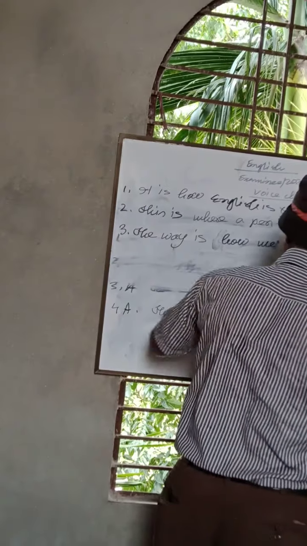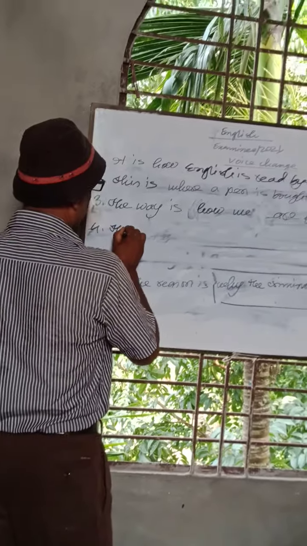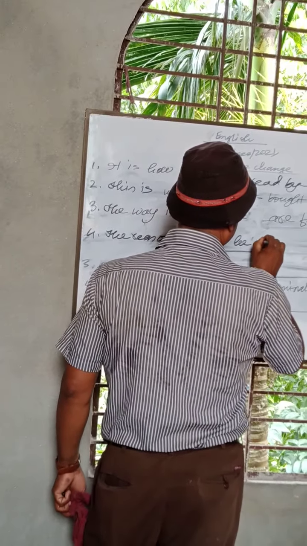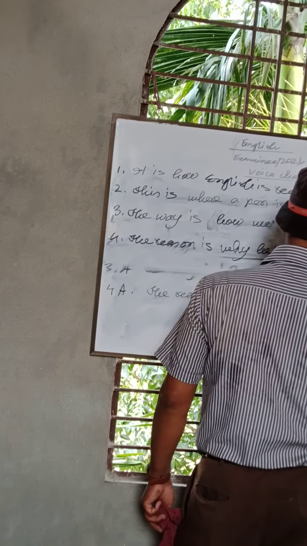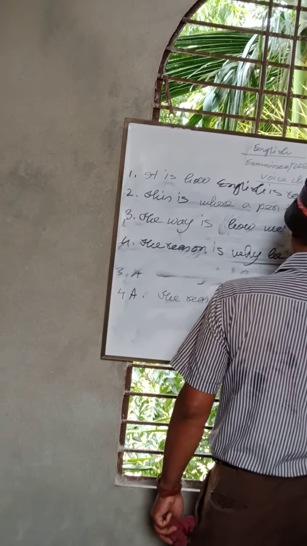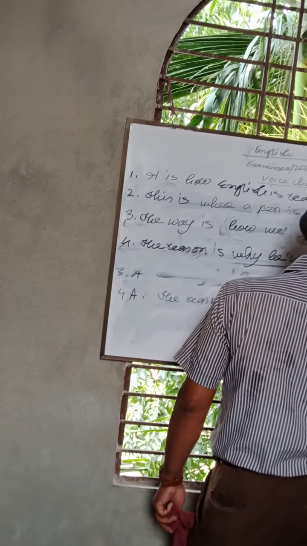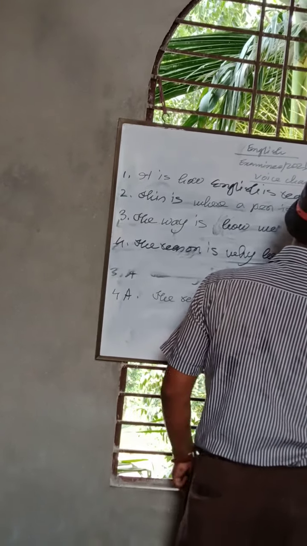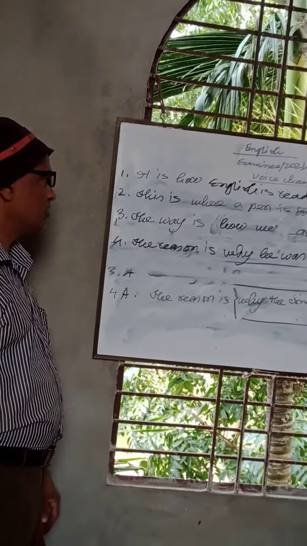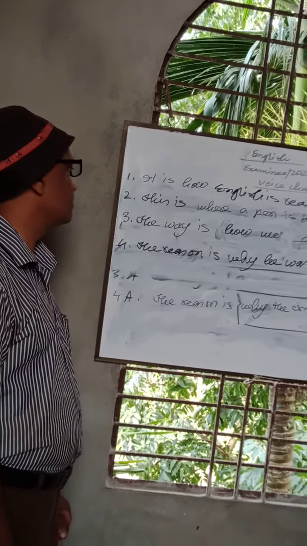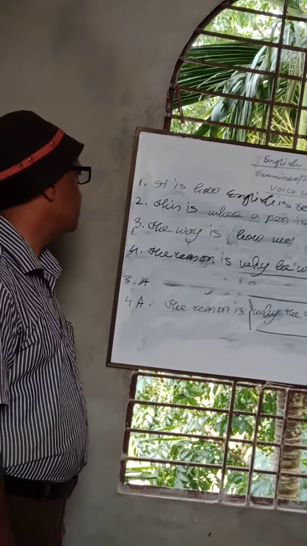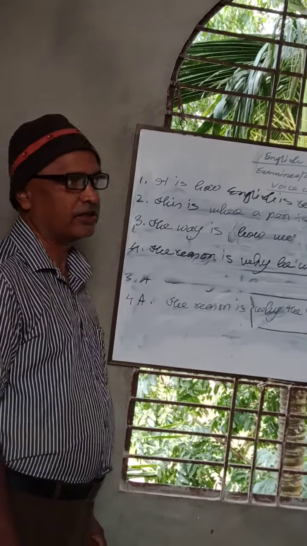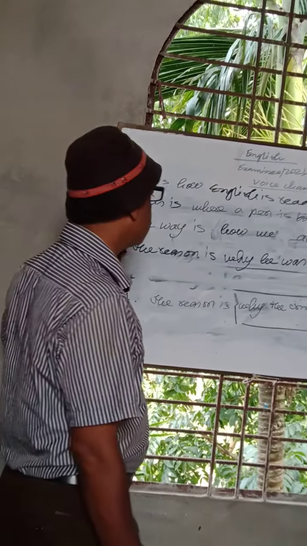The reason is why he was murdered by the criminals. The reason is why he was murdered by the criminals. The way is how we are followed by him. This is where a pen is bought by him. It is how English is read by him. Clear? I think it is clear to you.